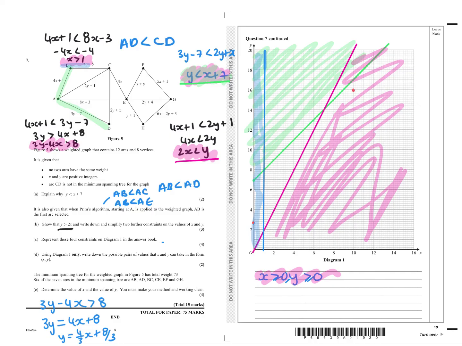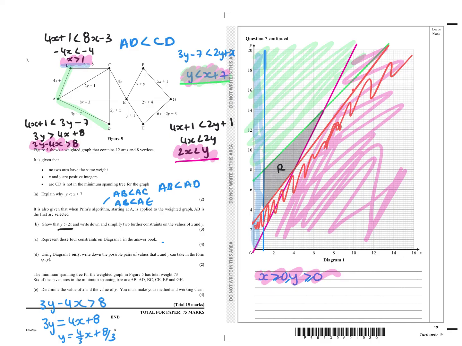So then it's going to look like this. Now remember we want above the line, so we're going to shade below the line. So our final region is this region R. I'm just going to shade it in black. Here it is.